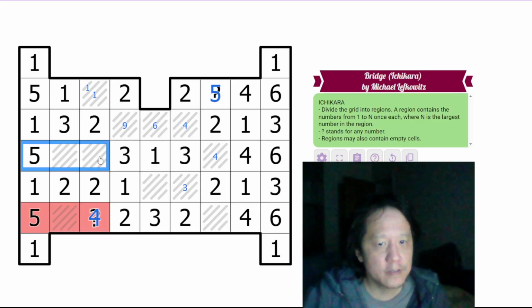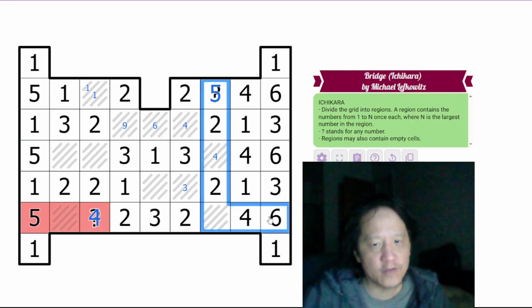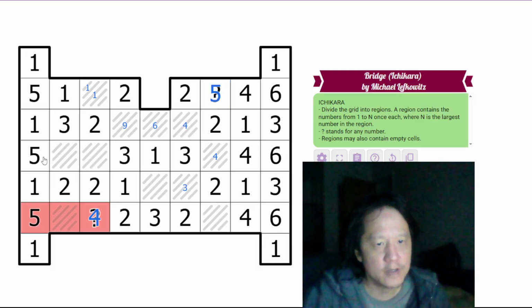And I guess it could be 2, 1, 3. That is possible. But then this 6 doesn't have access to a 5. So this 5, if this 5 connects to this 6, that will block the 6s from this 5. So this cannot be, this 5 has to connect to here. So we'll mark them both as blue.